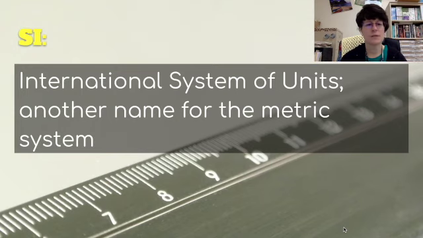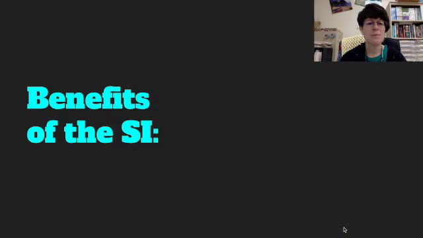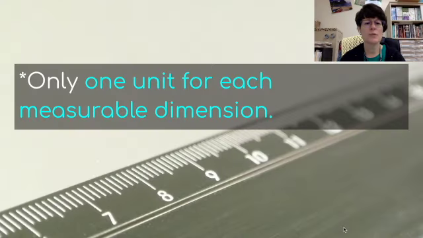So that's where it gets it from. Now, benefits of the SI system. Only one unit for each measurable dimension. There are lots of different measurement units out there for length, and SI standardizes it and says this is the unit for length. There are different units for pressure, all kinds of units. Well, this simplifies it down to one.